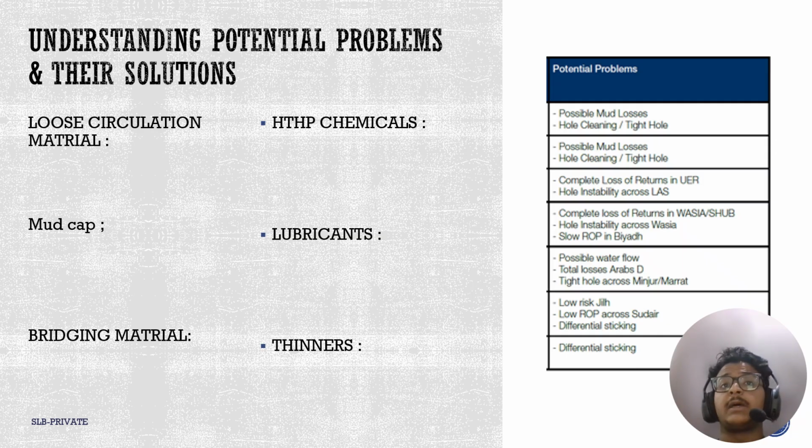High T, high P chemicals are also called high temperature, high pressure chemicals. We use them to sustain the mud properties from high temperature and high pressure. Also minimize the fluid loss. Lubricant, we use it in tight spots, also helps us with drag.